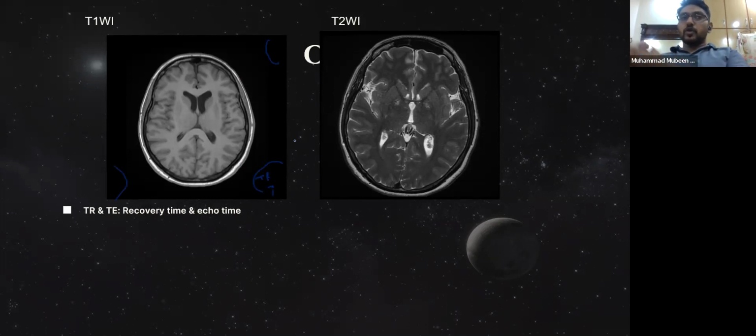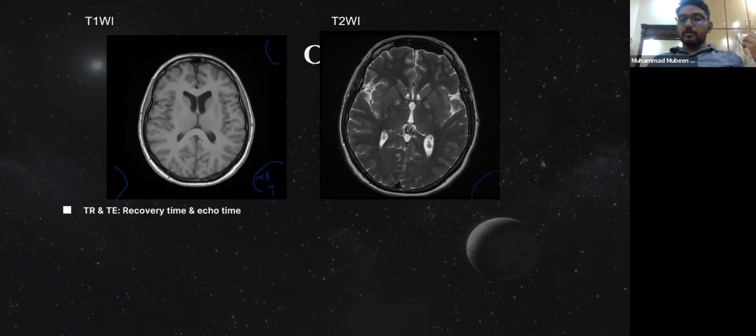T1 has a short TR and TE time. TR stands for recovery time, and TE stands for echo time. The echo time will give the radio frequency pulse, and during the recovery, we'll see it back. So this is the time during which the radio frequency pulses are given and taken back.